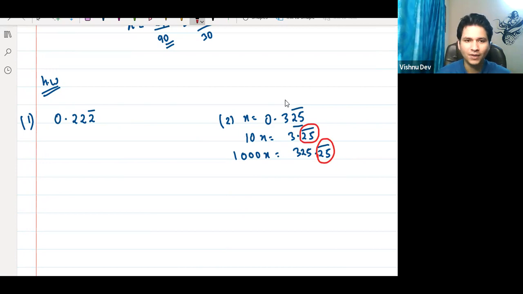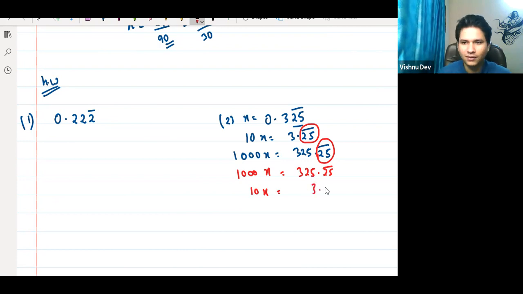Okay? Very good, Sinchana. So if you subtract this, 1000x minus 10x. 1000x is 325.25 bar, and 10x is equal to 320. Sorry, Ananya, your answer is a bit wrong. You forgot 99, right? So it is what? 3.25 bar. 3.25 bar. Right? Very good.